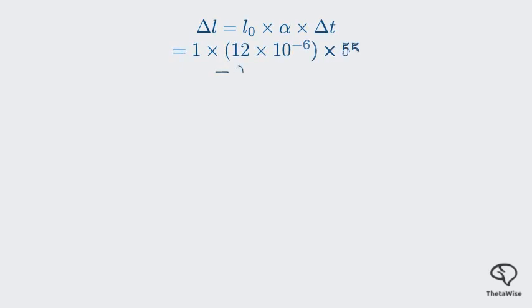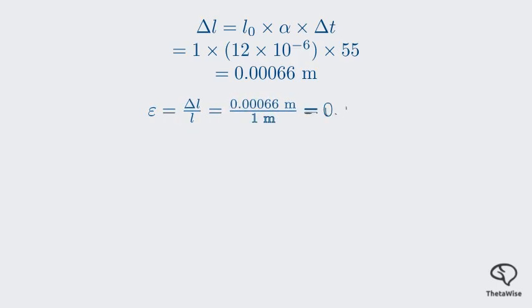The guideline first calculates the change in length if the rod were free to contract, using the formula delta L equals L naught alpha delta T. Plugging in the values 1 meter for L naught, 12 times 10 to the negative 6 for alpha, and 55 for delta T, without the negative sign, just the magnitude of the change, it calculates a change in length of 0.0066 meters. Next, it calculates the strain induced by preventing this contraction. Strain epsilon equals delta L over L. Using the calculated delta L and the original length of 1 meter, the strain is 0.00066.